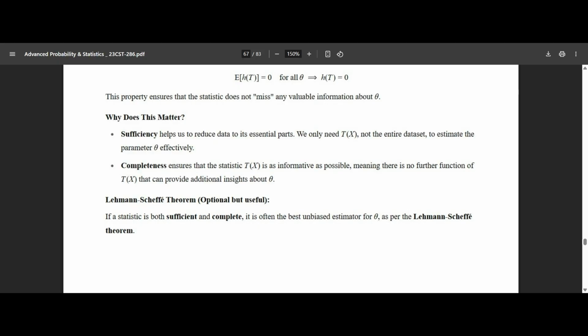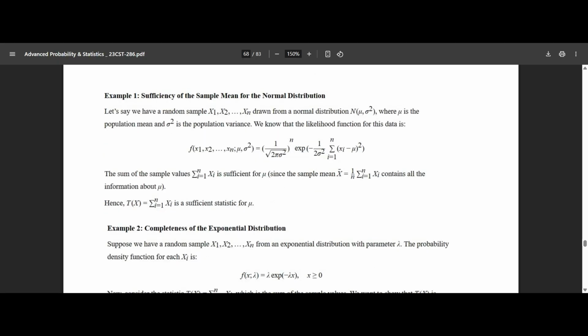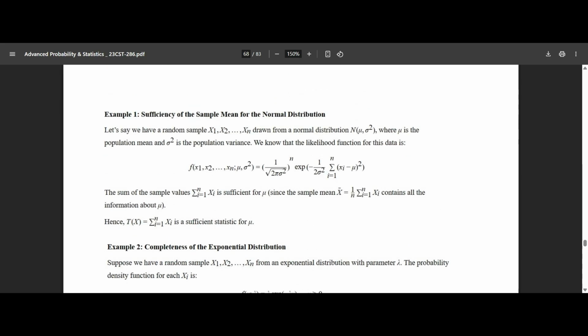Okay, and the Lehmann-Scheffé theorem: if a statistic is both sufficient and complete, it is often the best unbiased estimator for theta. Okay, now this is not a part of your curriculum, but in general, this is a theorem. If it's both complete and sufficient, it is the best unbiased estimator for theta. Okay, so now we have a few examples.